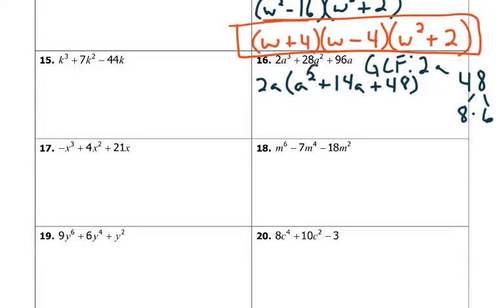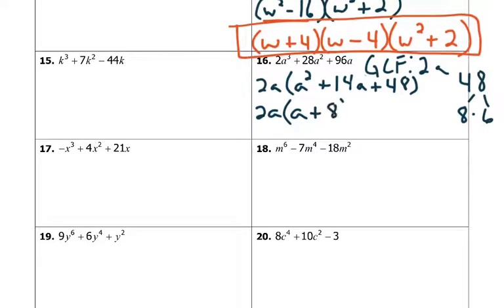Here we have a squared, and our middle factor is a. So what we're going to end up having is a as the first term of our two binomials that we'll be creating. 2a goes on the outside, and we have a plus 8 and a plus 6.